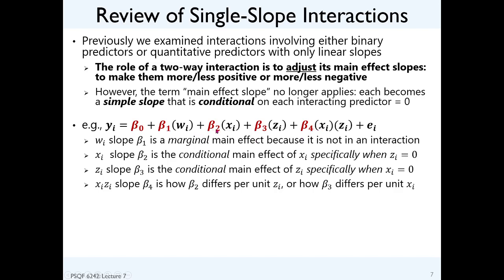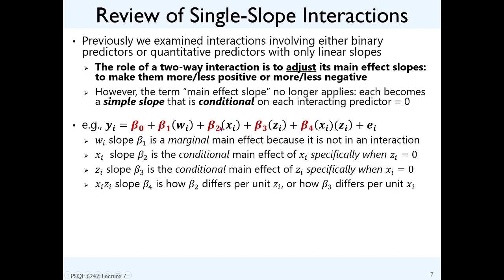It is conditional, or what people would call a simple main effect of X, or a conditional main effect. Simple slope is another term. It is interpreted as the effect of X specifically when the interacting moderator equals 0. So beta 2 gives us the effect of X specifically when Z equals 0. Likewise, and for the same reasons, beta 3 is the effect of Z conditionally, specifically when X, as its moderator, equals 0.